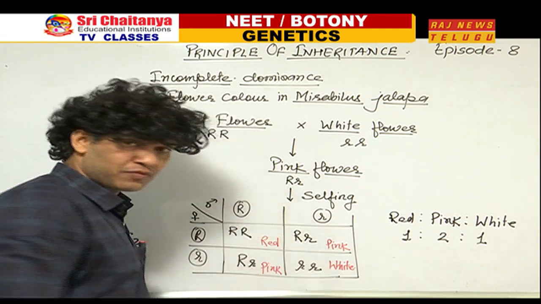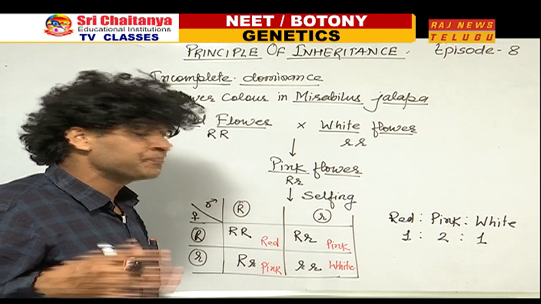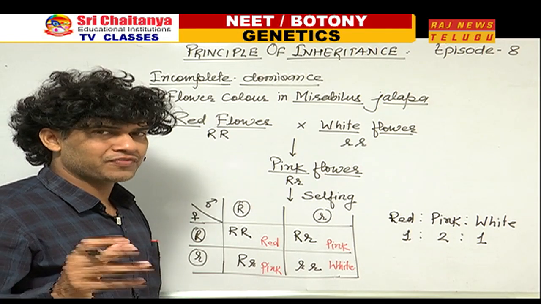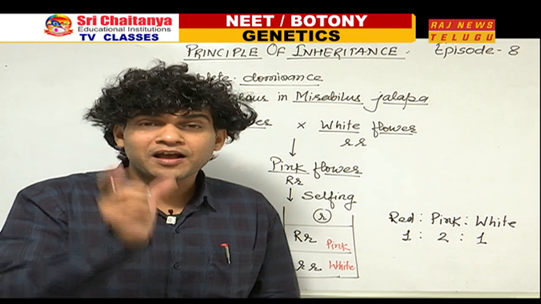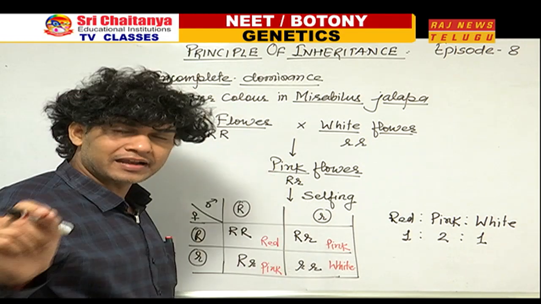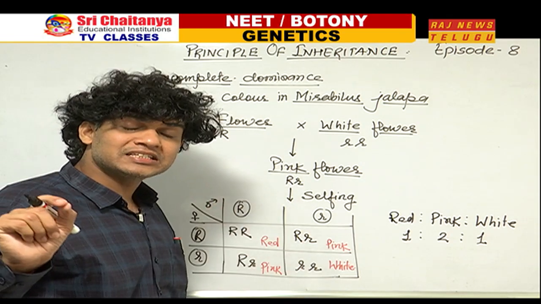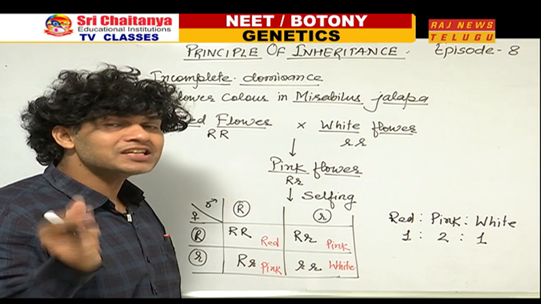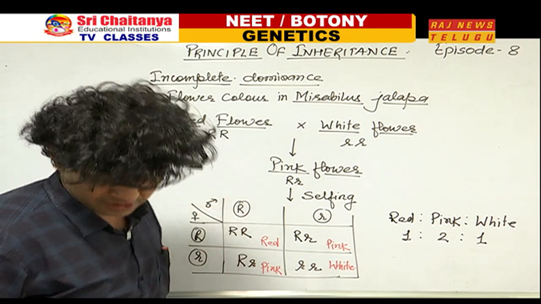And in the third case, where capital R is completely missing, the amount of pigment is 0. If the amount of pigment is 0, the color of the flower is also 0, meaning colorless, meaning white. Here the character is governed by the number of dominant genes. If two dominant alleles are present, red color. If one is present, pink color. If 0 dominant alleles are present, then the colorless condition. So the character is controlled by the quantity of the product, or the number of dominant alleles. That is incomplete dominance.